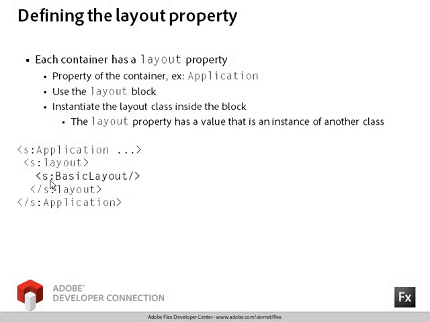Inside the layout property tag block, you add an instance of one of the layout classes, like the basic layout class in this case. Let me be clear that basic layout is a class implementation separate from the application container. The layout property of the application container is specific to the container, but the basic layout class is an instance of a layout class applied to this container. Again, this speaks to the Spark architecture for separating layout from functionality and content.